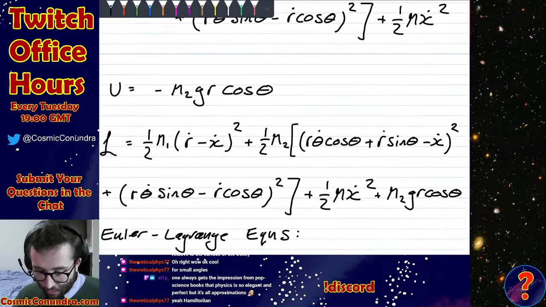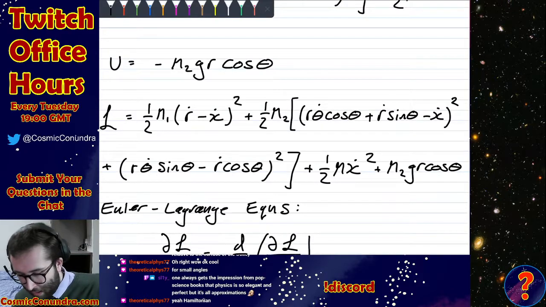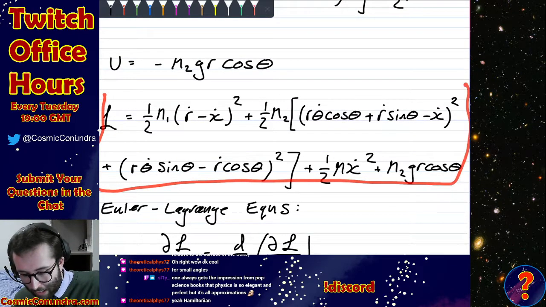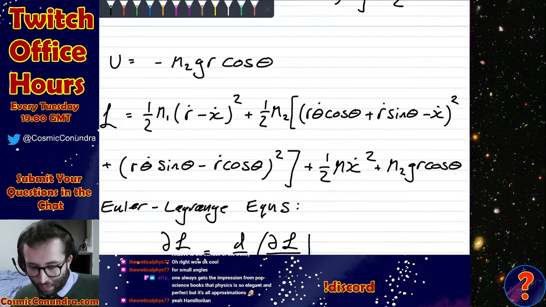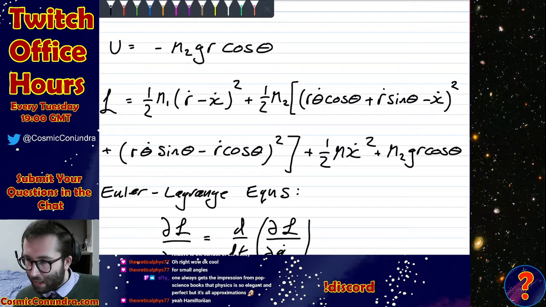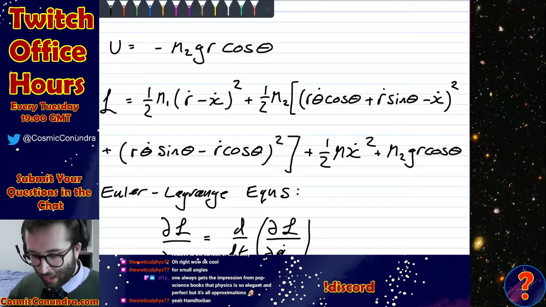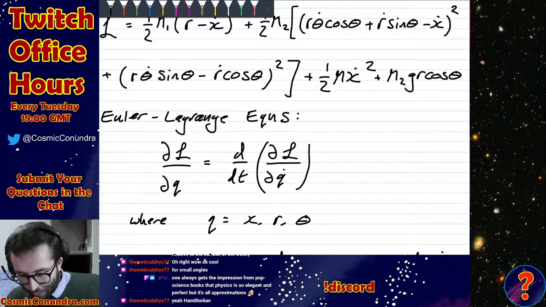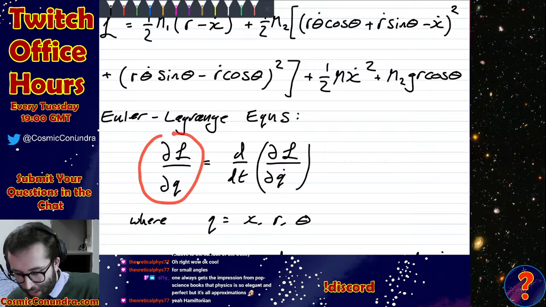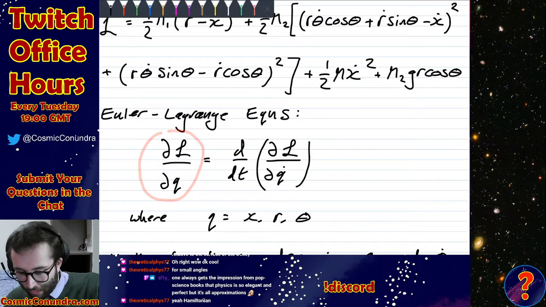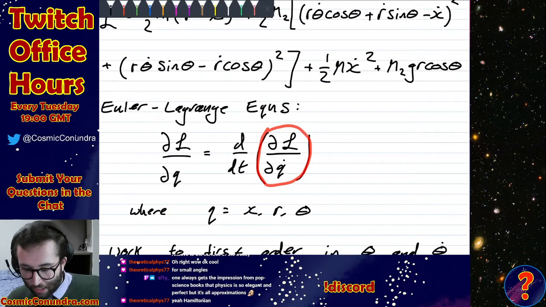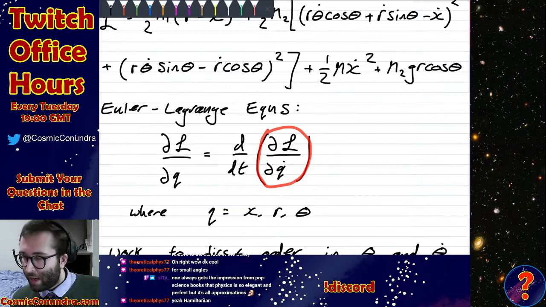So if you combine all this together, T minus V, you get this rather ugly looking Lagrangian. Hamilton's principle, exactly. And from this ugly Lagrangian, the way you extract your equations of motion is to use the Euler-Lagrange equations. That is, the partial derivative of L with respect to any one of the coordinates is equal to the time derivative of the partial derivative of L with respect to the time derivative of any one of the coordinates.